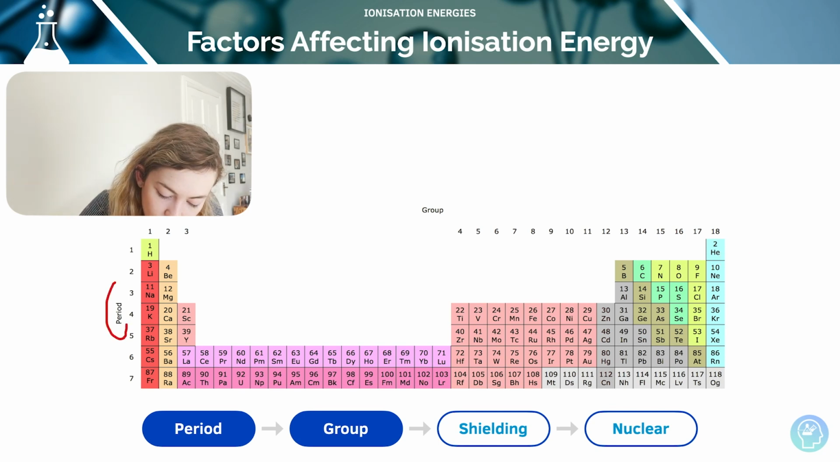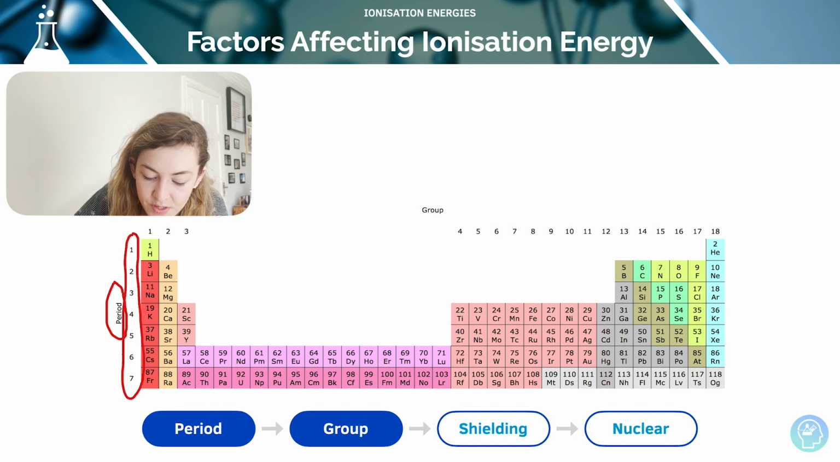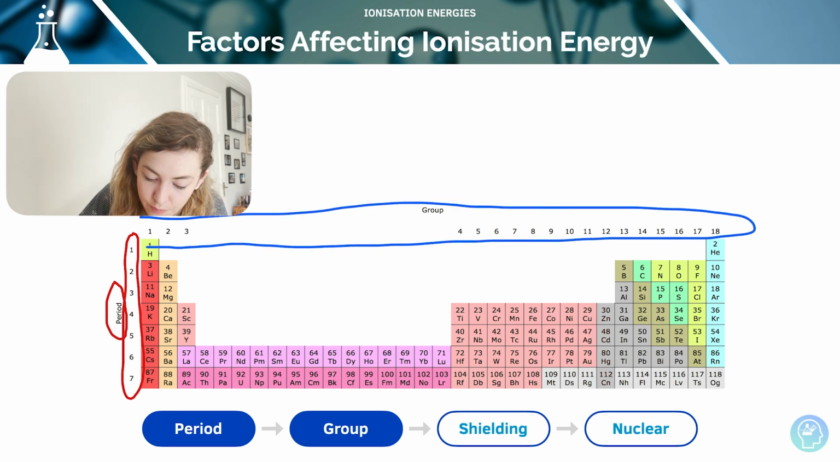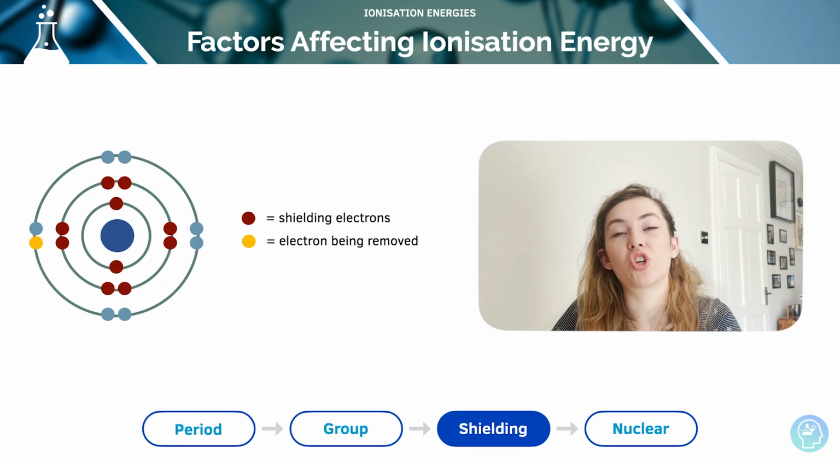So there are my periods. I've got 1 to 7 on my left, and then we've got our groups. They're the vertical columns where all the elements have the same number of outermost electrons. So here are my groups at the top. We might refer to something called the shielding effect.